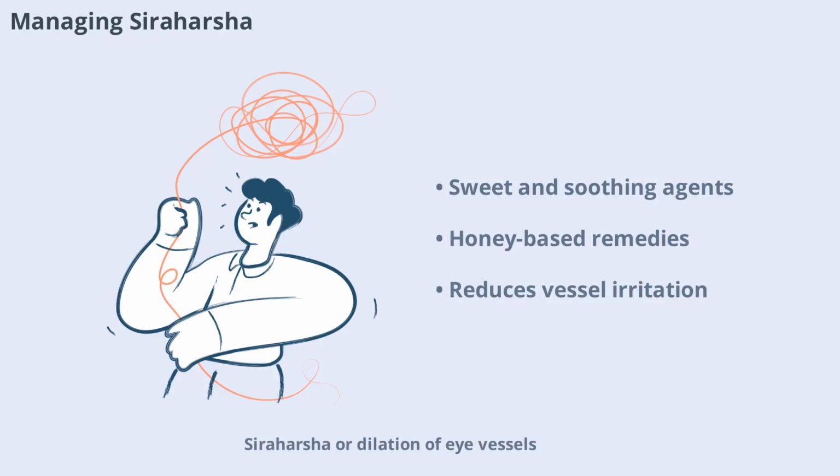Siraharsha, or dilation of eye vessels, is managed with sweet and soothing agents. Phanita, a treacle, combined with honey, Rasanjana with honey, or rock salt and iron sulfate with honey are common choices. Acidic components like vetramla and rock salt, pasted with treacle and breast milk, are also used. These remedies aim to calm the vessels and reduce irritation.